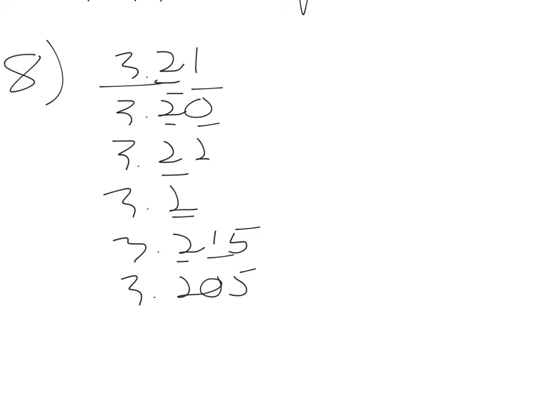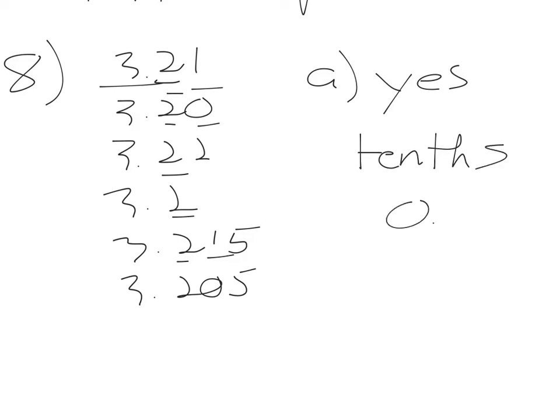And if I look at that ruler, yeah, I can definitely see that the edge of it looks like it's right about at the 3.2 mark. So A, we can say yes, and the place that they agree on is the tenths place, or the 0.1 place. And of course the 1 as well. They also agree on the 1 place.